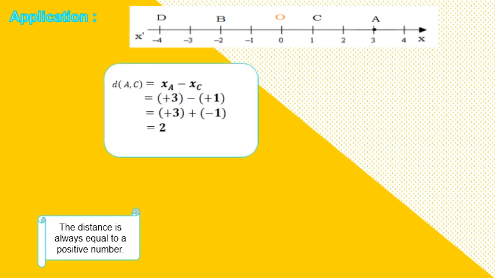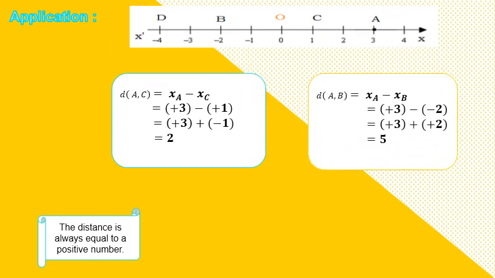Here, the distance between A and C is XA minus XC. To find it, it's 2 centimeters on the scale, which is drawn here, where 1 unit is 1 centimeter. Now, the distance between A and B should always be positive. It's 1, 2, 3, 4, and 5. So the distance between A and B is 5 centimeters.